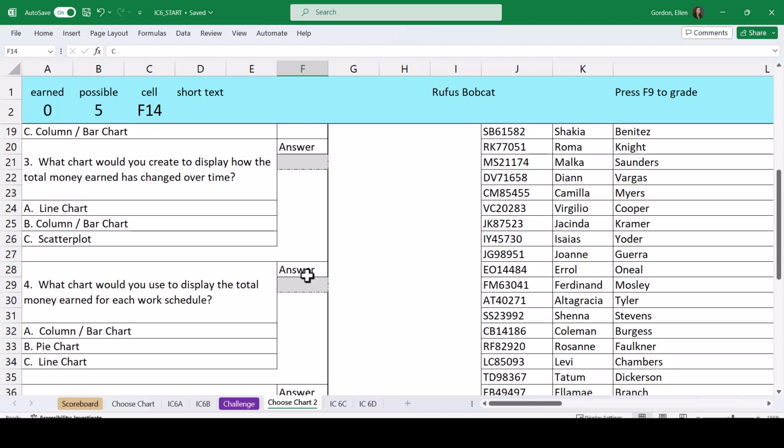Question number 3, what chart would you create to display how the total money earned has changed over time? Anytime you're looking to see how a quantitative variable, like for example money, is changing over time, that's going to be a line chart. So for question 3, A is the correct answer.